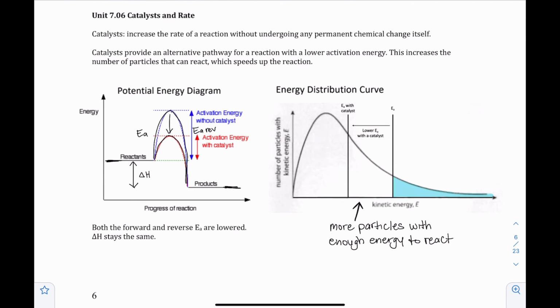If we were to draw a lower activation energy on an energy distribution curve, it would increase the number of particles with enough energy to react.